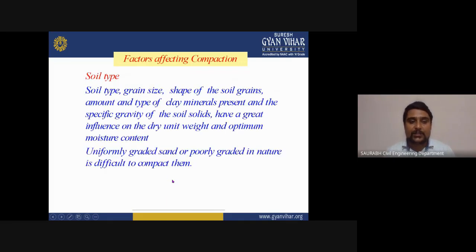Now we will see how soil type can affect the compaction. This is also a very important factor. Soil type, grain size, shape of the soil grain, amount and type of the clay mineral present, and the specific gravity of soil solids have a great influence on the dry unit weight and optimum moisture content. Uniformly graded sand or poorly graded sand is, in nature, difficult to compact.